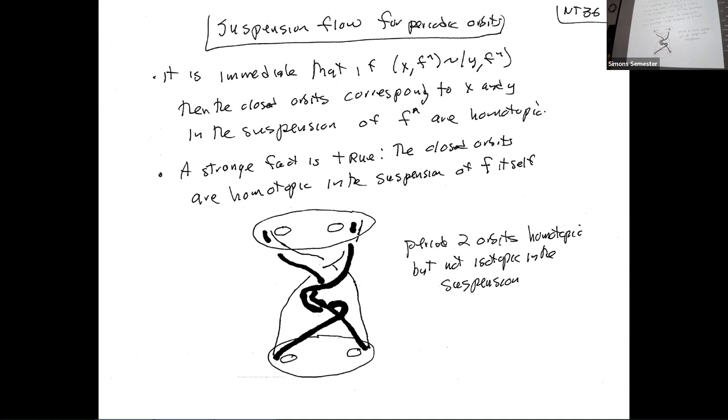All right, that requires a little more work. But again, it's a good intuition that periodic points are Nielsen equivalent if they can be homotoped one to the other in the suspension.